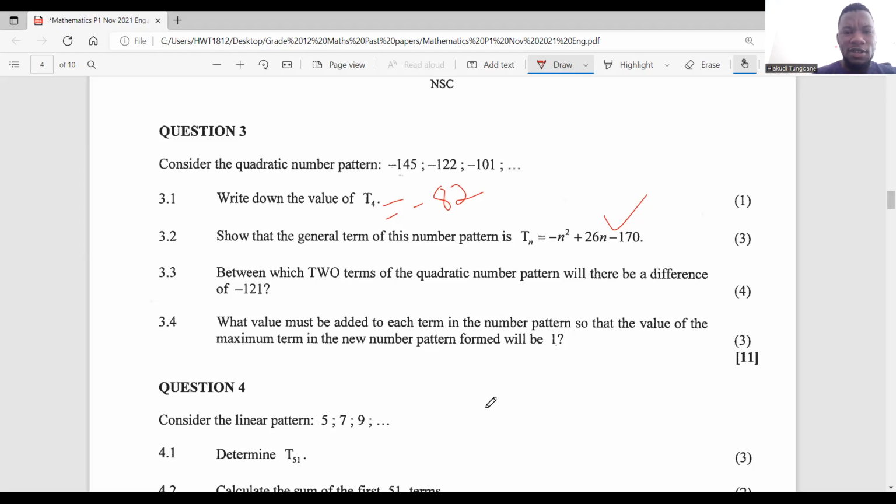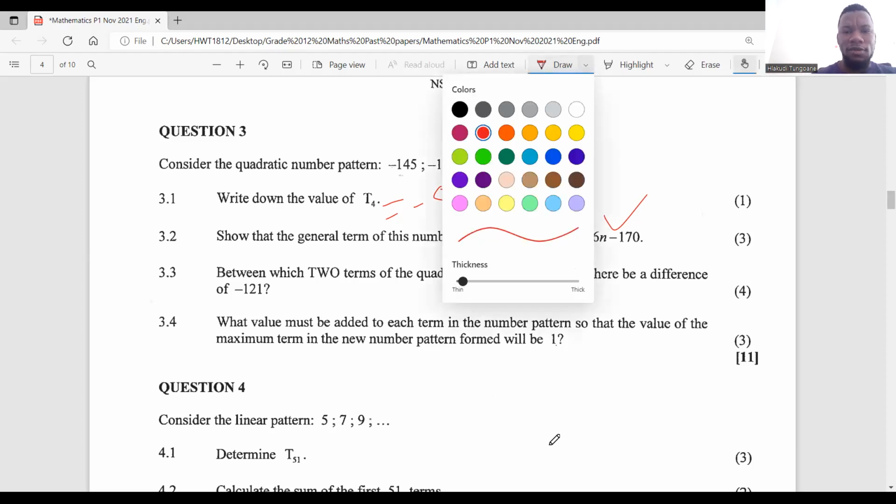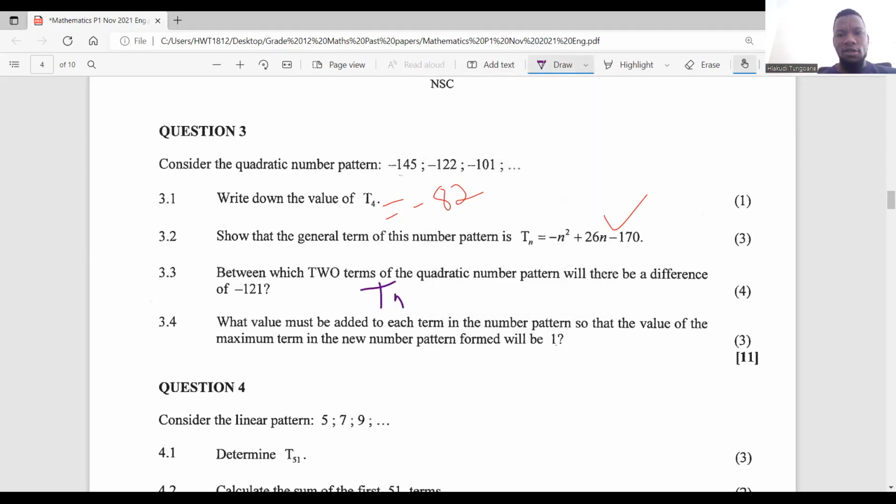So let's say we don't know what those terms are, right? Hypothetically, if we take Tn plus 1 minus Tn, they must give us minus 121. So if you take the difference of those two terms, they should give us that. Right? So now we just need to solve for n, because if we know n, then we know between which terms we get that, right? So let's try to solve for n using our Tn formula.